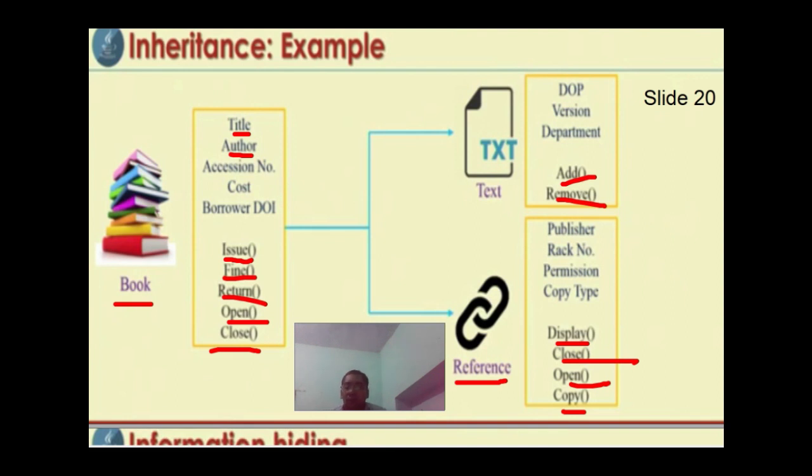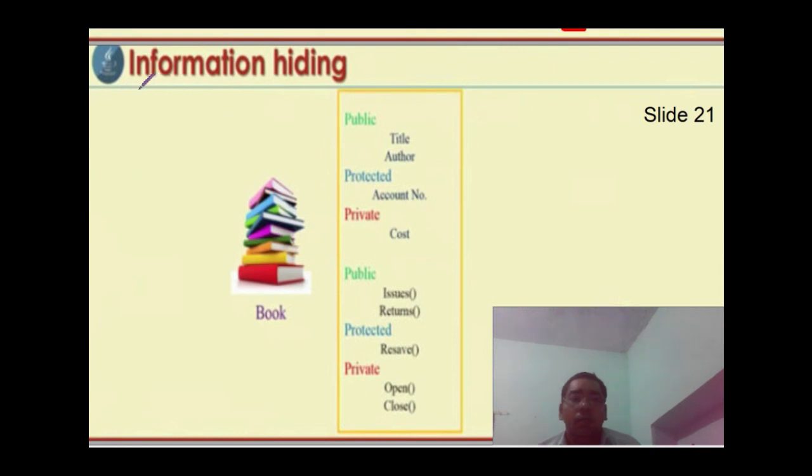And this way, inheritance basically helps us to build one class from another class. Now we come to the discussion about information hiding.